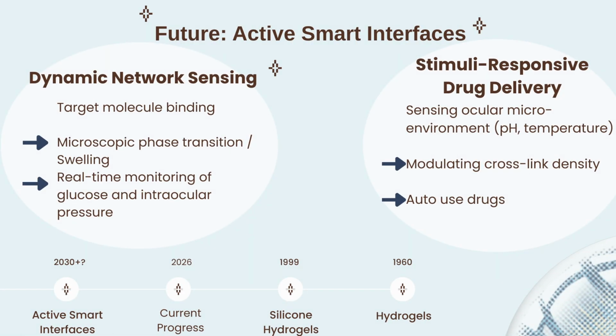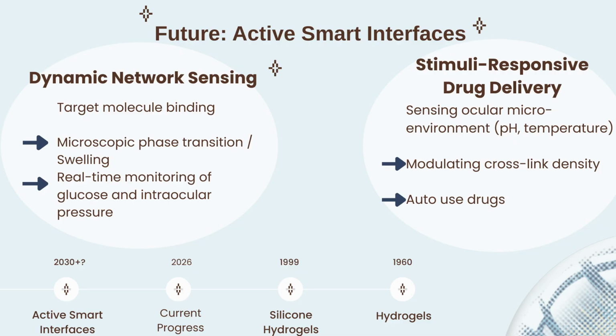The first one is dynamic network sensing. These interfaces are engineered to bind specific target biomarkers in the tear film, triggering microscopic phase transitions or controlled polymer swelling to enable the continuous, real-time monitoring of glucose levels and intraocular pressure.